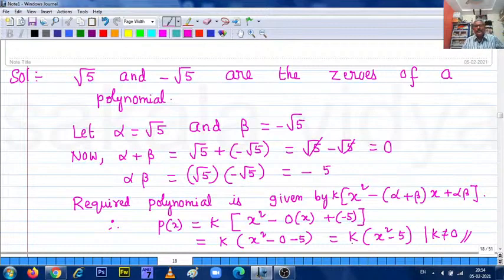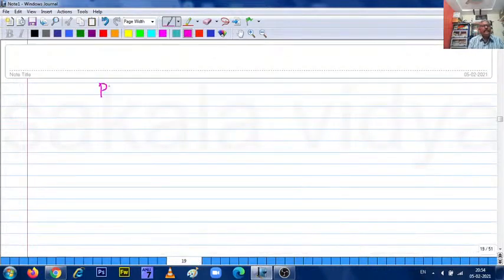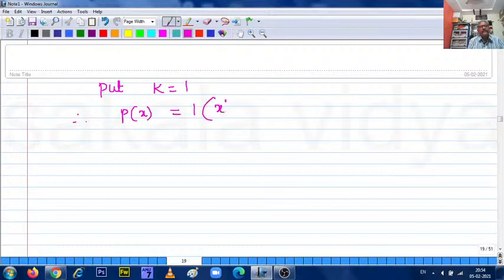Otherwise, you can put k equal to 1, 2, 3, anything you can write. If you put k equal to 1, then what do you get? Therefore, p of x equals 1 times x square minus 5. Now the answer becomes x square minus 5. This also you can write. I hope you have understood this question well.